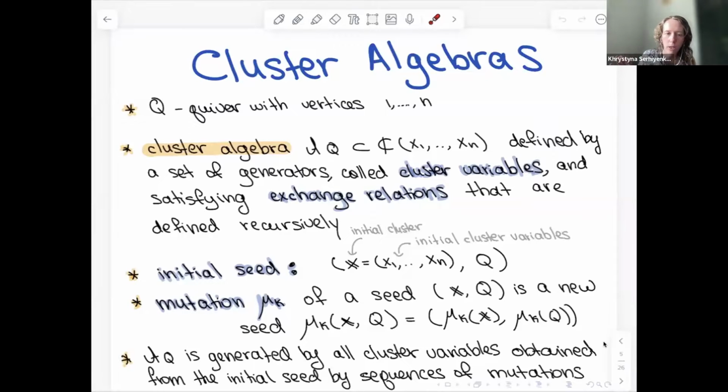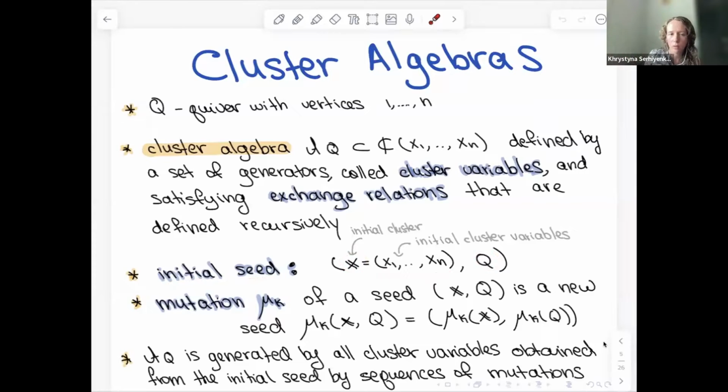Whenever you have a recursion, you need some starting point. So what is our starting point? Our starting point is something called an initial seed, and all the other objects are just called seeds, obtained from the initial one by a recursion process. So what is the data of my seed? I start with my initial quiver Q, the one I start with, and then I have a collection of my variables, my generators, which initially are just x1 through xn, and they are grouped into this n-set called a cluster. So the data of the initial seed is a quiver, together with a cluster, which is a collection of the cluster variables x1 through xn.